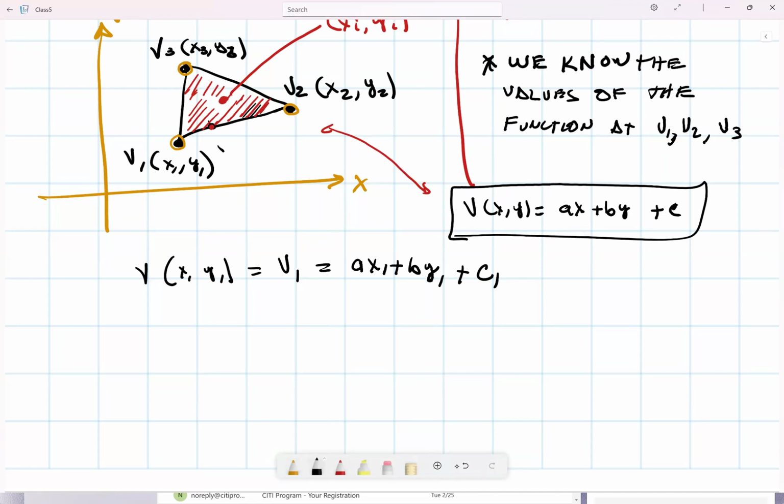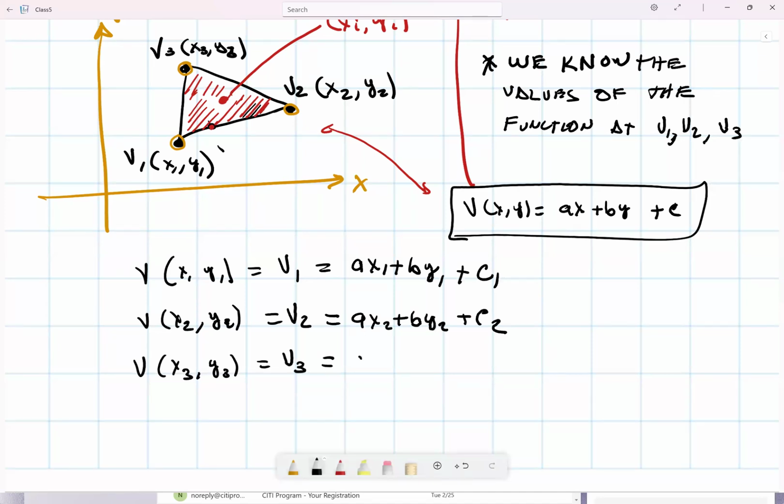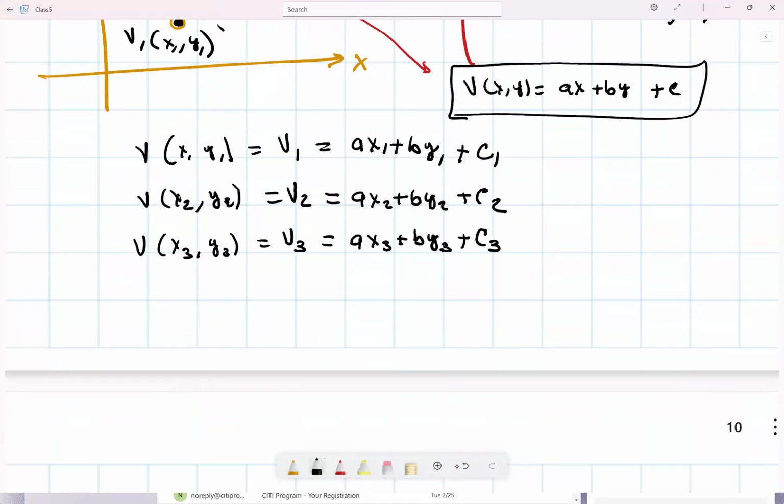So the voltage at x2, y2, which is equal to v2, will be just the same, a x2 plus b y2 plus c. And the value at x3, y3 will be v3 equals a x3 plus b y3 plus c. All right. And out of this, these are known. They are not known yet, but they will be known in a moment, right? In the end, this is what we want to compute.